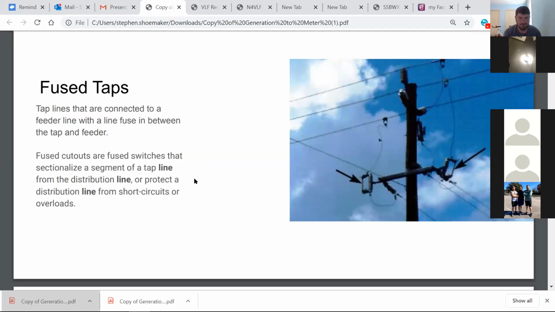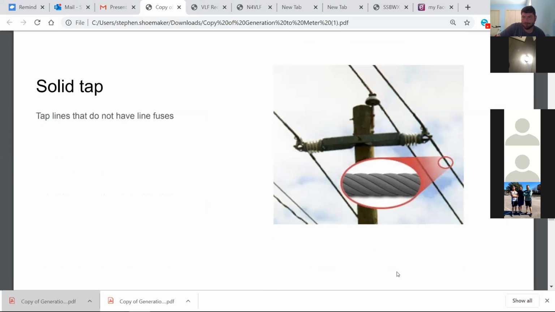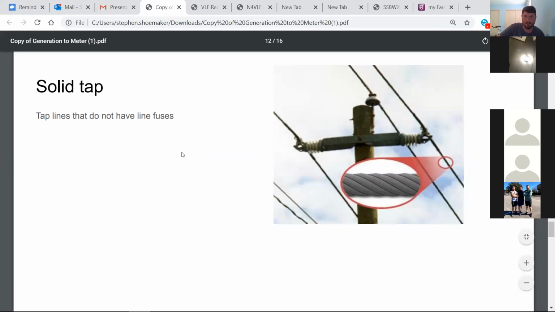Tap lines are connected to a feeder line with, or in this case, fuse taps are tap lines that are connected to a feeder line with a fuse in between the tap and feeder. Fuse cutouts are fuse switches that sectionalize a segment of tap line from the distribution line or protect distribution line from short circuits or overloads. Good. Not a great picture, but the solid taps are just tap lines that don't have the line fuses or cutouts in them. Correct.